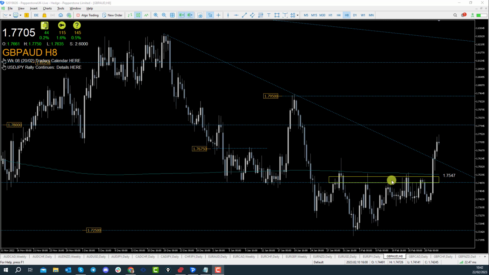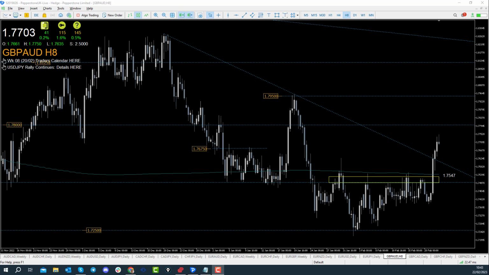So I wouldn't want to jump into this one long too soon. Like I said, I would want to see price come back down a little bit before seeing the continuation to the upside. And for me, what makes sense at the moment is that 1.75 handle to find support.